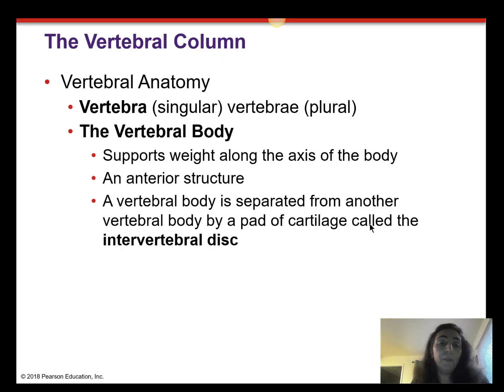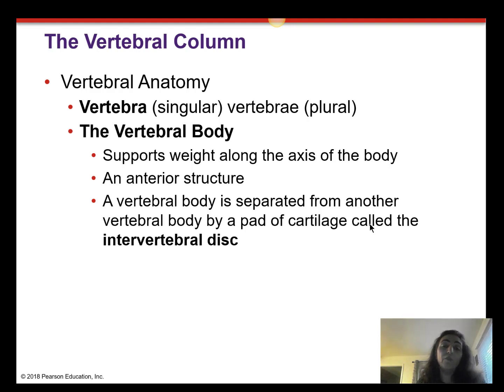So regarding the anatomy of the vertebra, in general, if we want to talk about a typical vertebra, it has some parts, although you will see that different regions of the vertebral column might be totally different from each other. Still, we can say that all the vertebrae have some specific parts that are common between them. So first, vertebra is singular and vertebrae is plural.